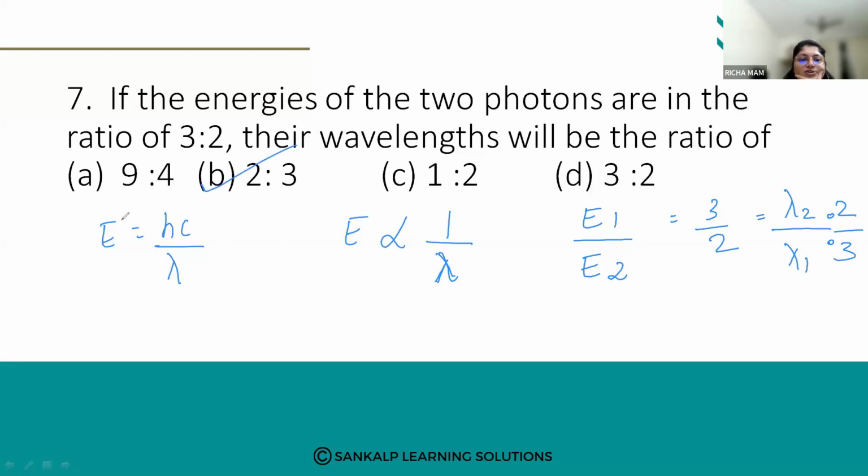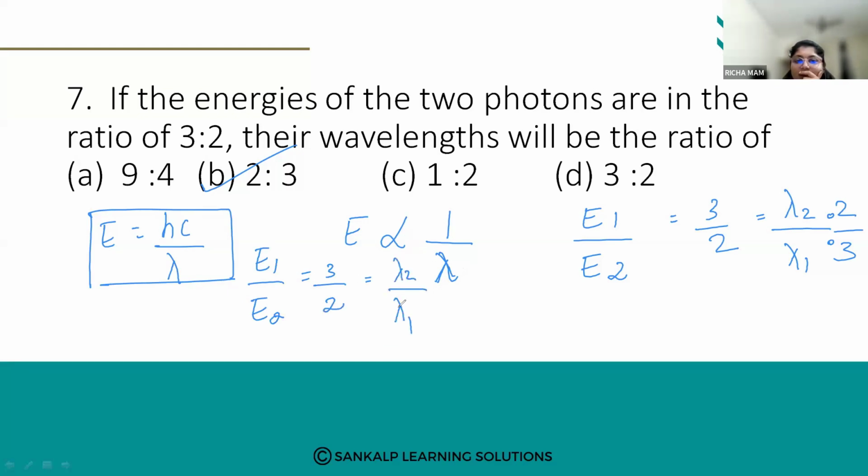According to Planck's theory, E is equal to hc by lambda. So how is energy associated with wavelength? It is inversely proportional. So if the ratio of E1 by E2 is 3 is to 2, then lambda is inversely proportional, so it will be lambda 2 by lambda 1. Lambda 1 value will be 3 and lambda 2 value will be 2, so the ratio will be 2 is to 3. So option B. This is how energy is associated with wavelength. Is it clear?